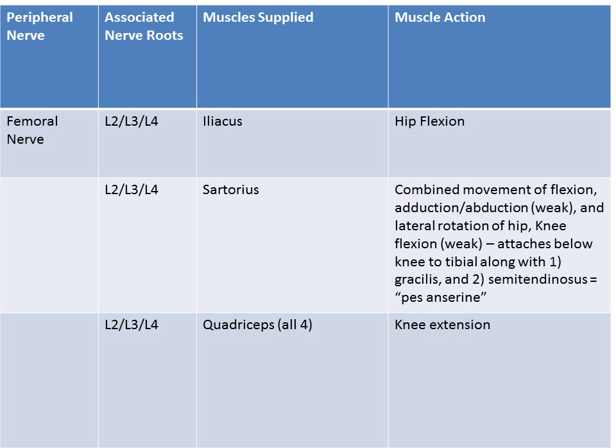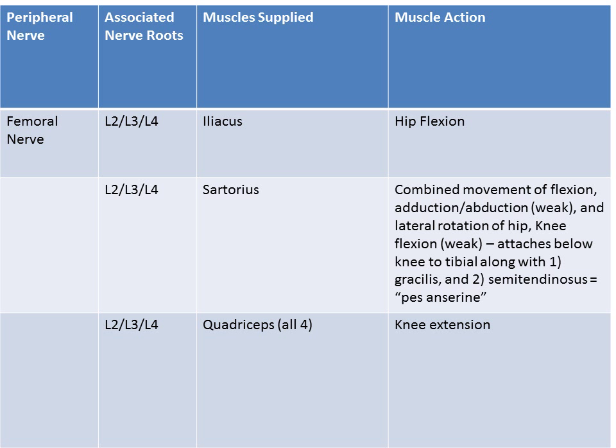So the femoral nerve, let's talk about the muscles and muscle actions that are controlled by the femoral nerve. The femoral nerve supplies the motor supply to the iliacus muscle, and the iliacus muscle is a hip flexor. So the iliacus is responsible for flexion of the femur upon the pelvis, hip joint flexion. The femoral nerve sends a branch also to the sartorius muscle.